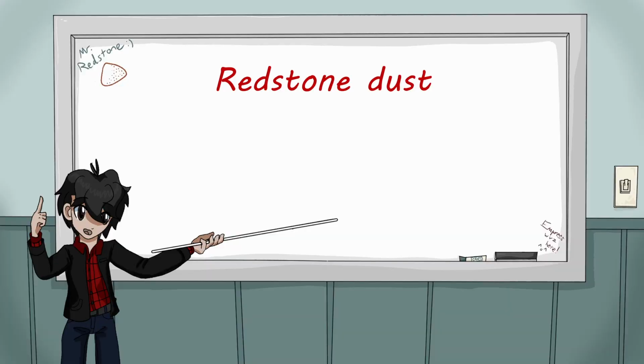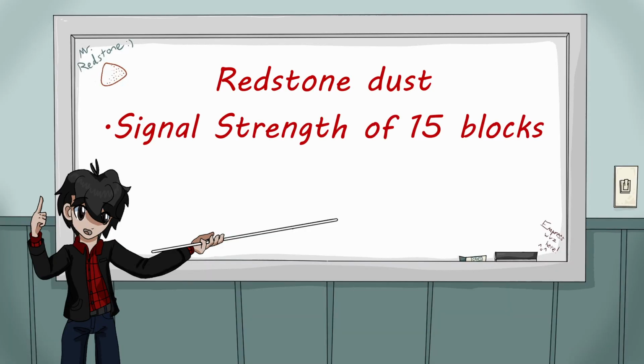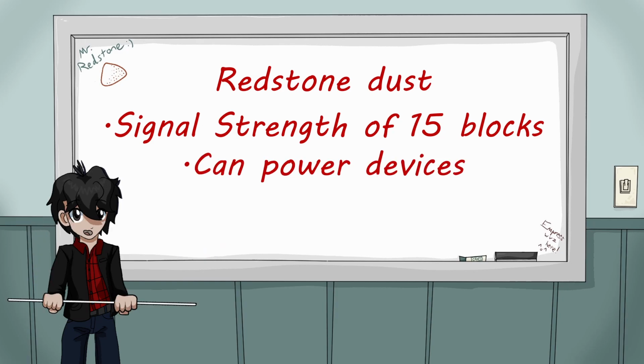So to recap, redstone dust has a maximum signal strength of up to 15 blocks long, and when it's connected to a power source, it can power on another block that is completely usable by redstone.